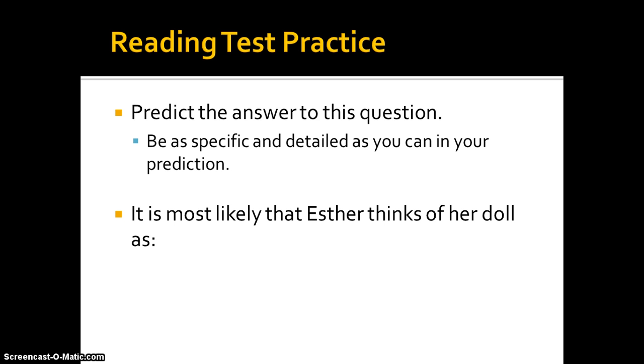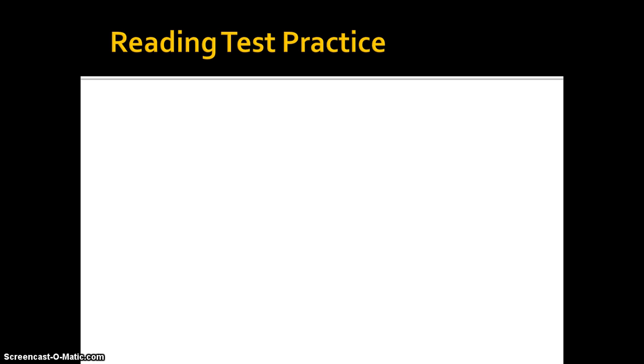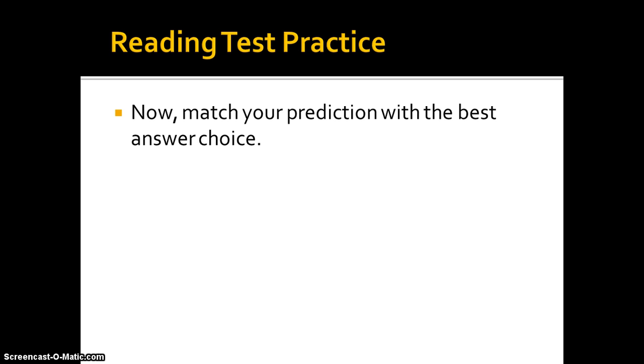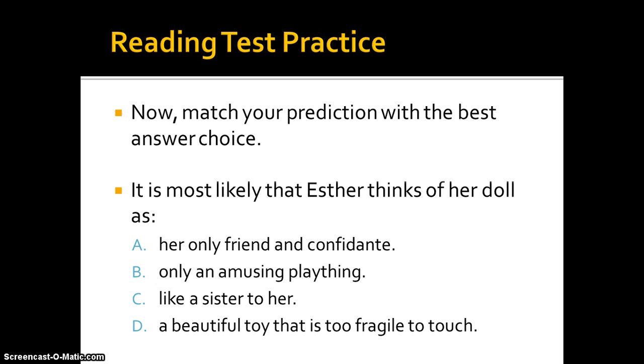And then when you're done, we're going to look at matching your prediction with the best answer choice. You have a good detailed prediction. Which one of these, A, B, C, D, best matches? And go ahead and write that down. I don't know if there's a spot in the note sheet, but go ahead and write down which answer you think it is.